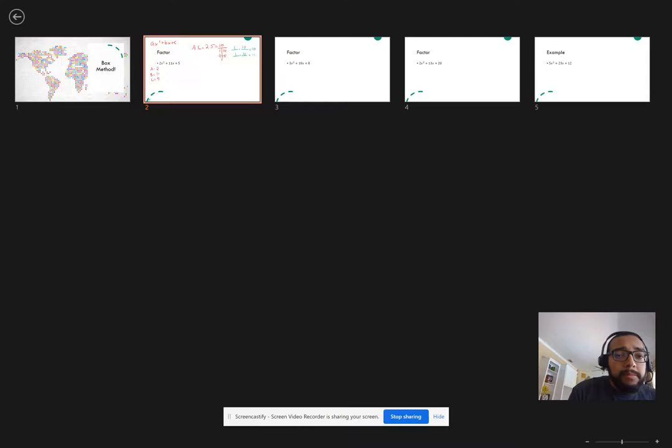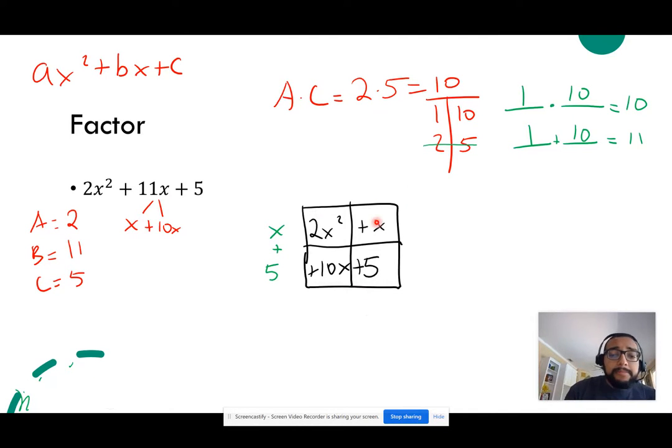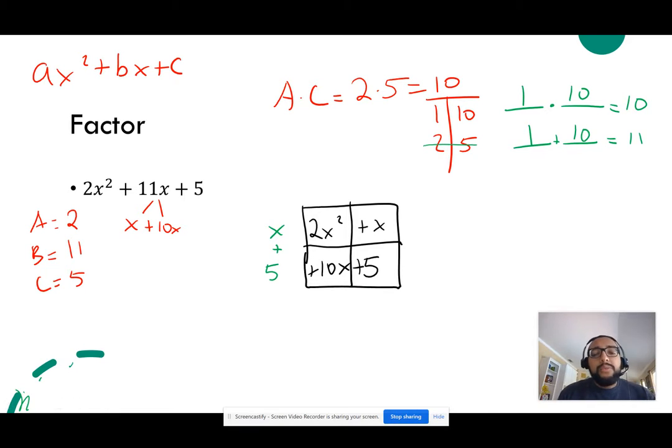Columns being up and down. So up and down, 2x squared. We'll do this in a different color. We'll do purple. 2x squared and 10x. Let's take out a number that goes into both 2 and 10. Okay, so 1 goes in both 2 and 10, and 2 goes in both 2 and 10.